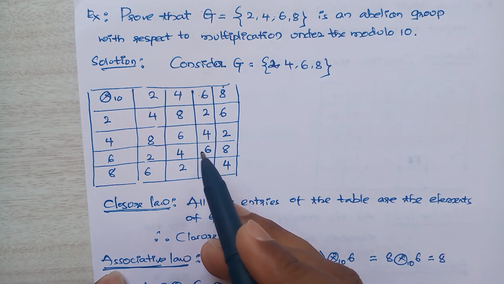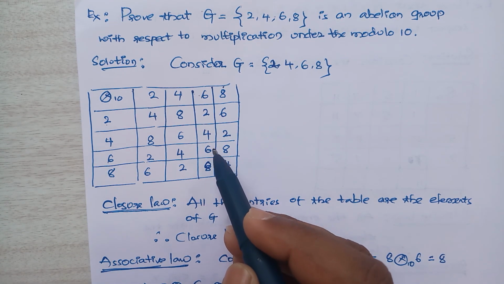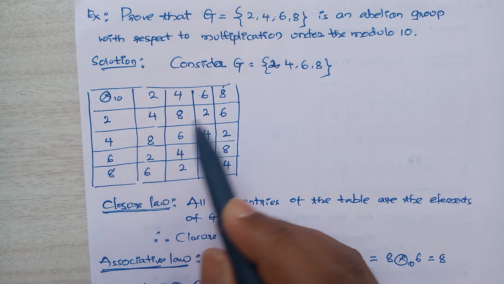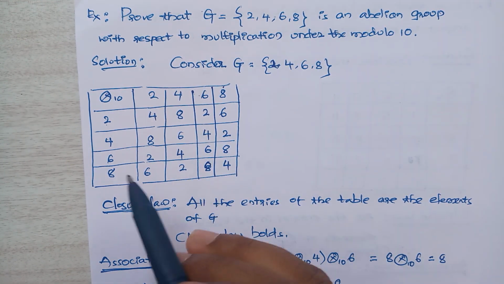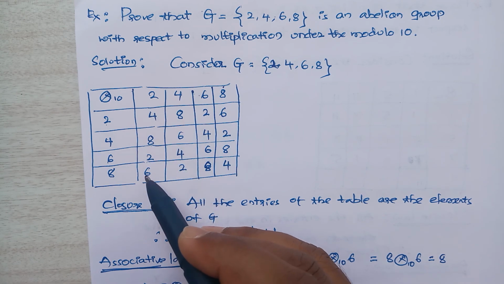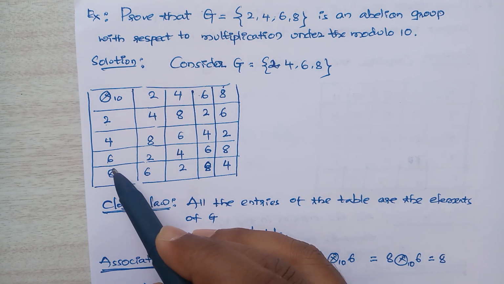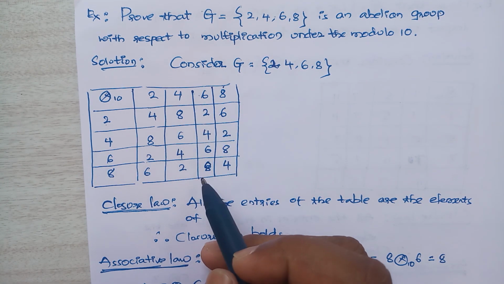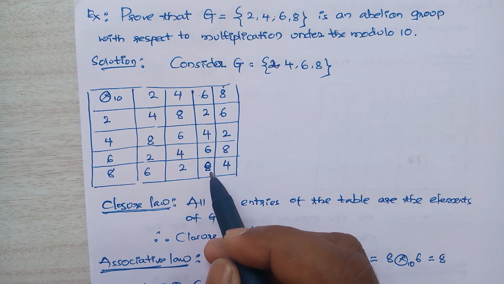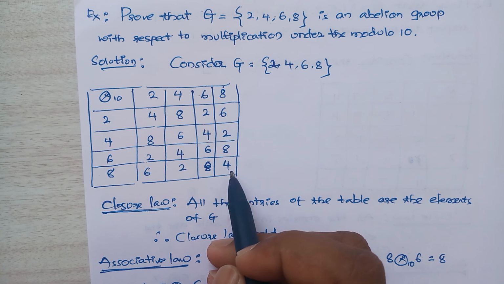6 6s are 36; 36 divided by 10, the remainder is 6. 6 8s are 48; 48 divided by 10, the remainder is 8. 8 2s are 16; 16 divided by 10, 6. 8 4s are 32; 32 divided by 10, 2. 8 6s are 48; 48 divided by 10, this is 8. 8 8s are 64; 64 divided by 10.